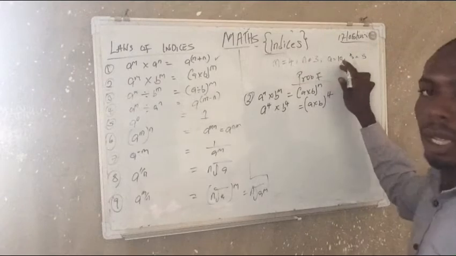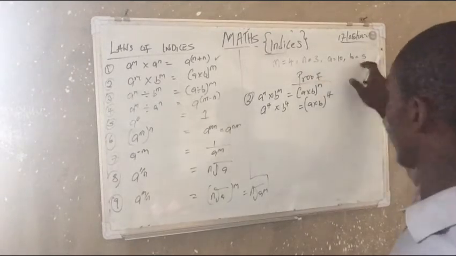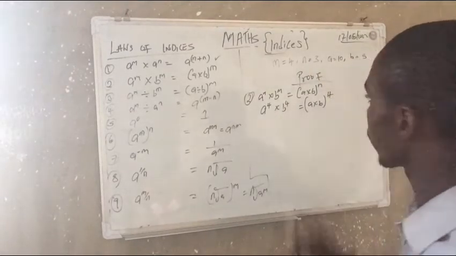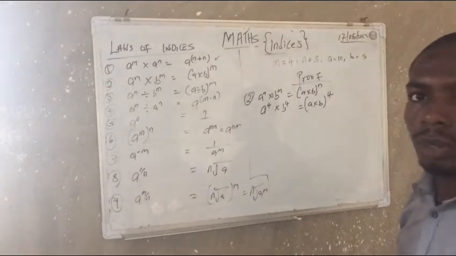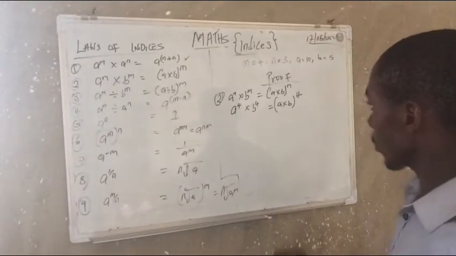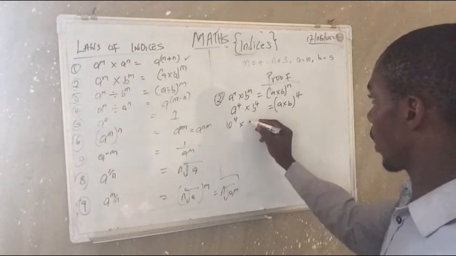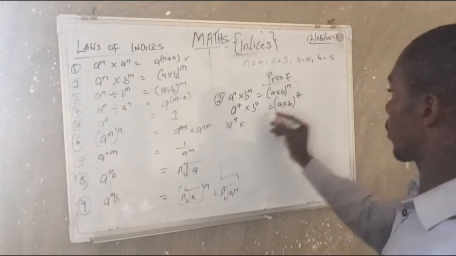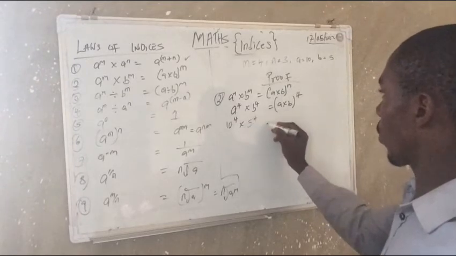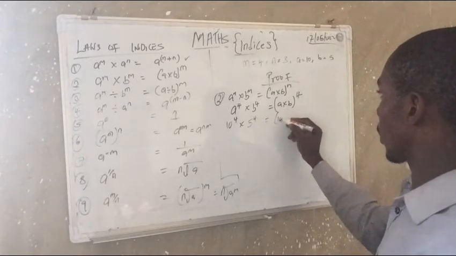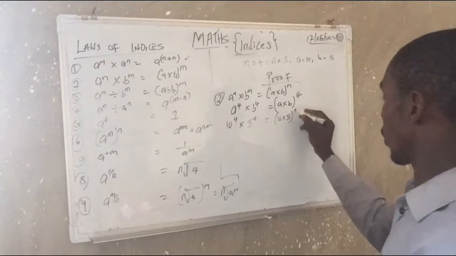Remember that our a here is 10, and our b here is 5. So having done that, we'll now say 10 raised to the power 4 multiplied by 5 raised to the power 4 is equal to what? 10 times what? 5 raised to the power 4.